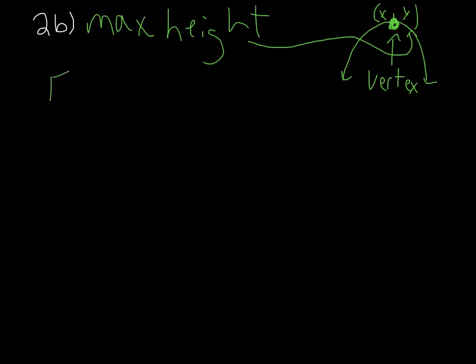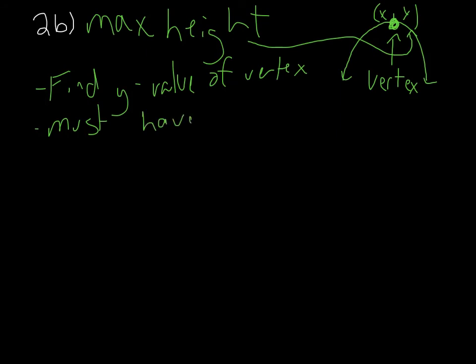Let's write that out. Find y value of vertex, so when you look at your notes. Well, before you can find a y, you must have the x value first. Must have x first. So do we know how to find the x value of a vertex? Is there any way to do that?